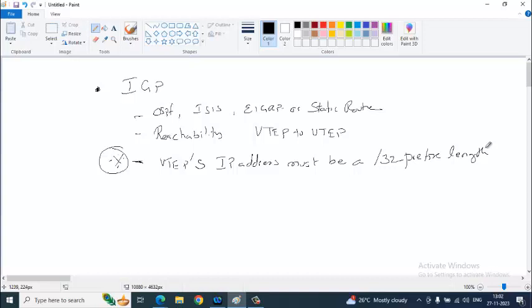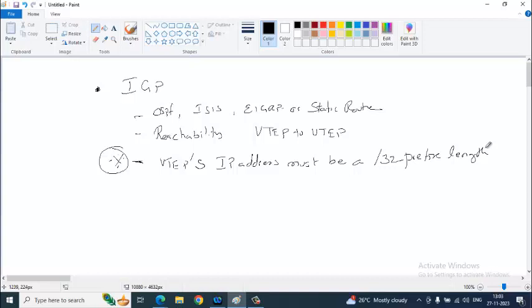So why this requirement? Why you are asking after this many days? Let me tell you the answer. Listen, what are all the protocols involved in layer 3 VPN? OSPF, BGP. What are all the building blocks of L3 VPN?